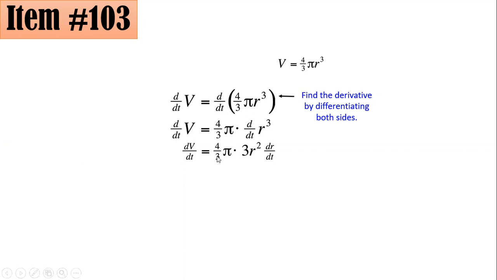Then, by simplifying, 4/3 times 3 will be 4. And rearranging them, the derivative dv over dt equals 4 pi r squared times dr over dt, where dv over dt is telling us how fast the volume is changing with respect to time, and dr over dt is the rate at which the radius changes with respect to time.